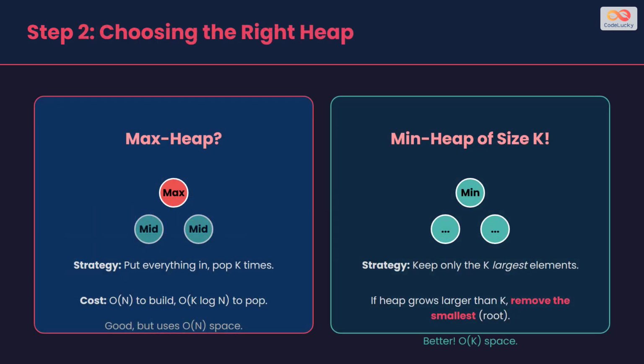Now for the clever part. Should we use a max heap or a min heap? A max heap seems intuitive, but we'd have to push everything in, which costs O of n instead. We use a min heap and limit its size to k. This keeps the space complexity low.